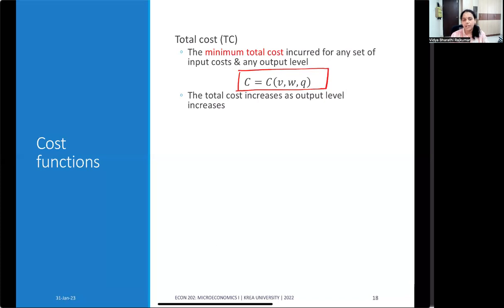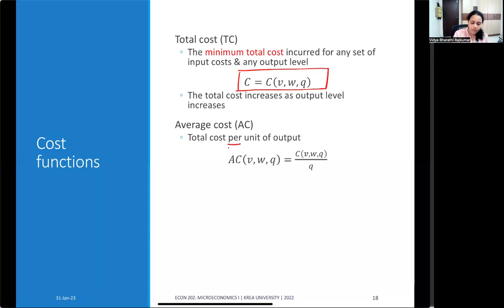And from here, we have a couple more allied functions that we work with. This should be self-explanatory, but I'll walk you through that. We also have the average cost function, which is just the cost per unit of output. And we write this down as total cost divided by Q, or C divided by Q gives us our average cost. So this is just the cost per unit of output.